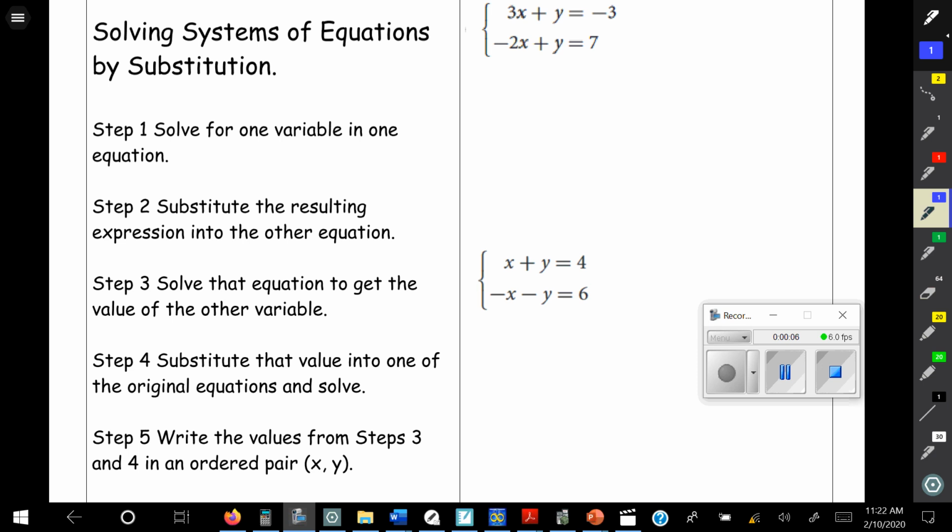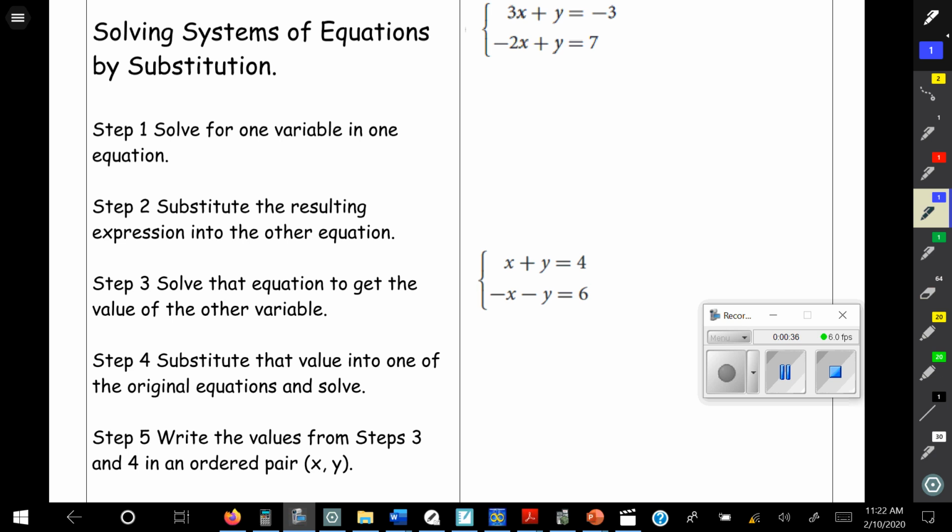So let's begin. So here are the steps. Step 1, solve for one variable in one equation. Step 2, substitute the resulting expression into another equation. Step 3, solve that equation to get the value of the variable. Step 4, substitute that value into one of the original equations and solve. And step 5, write the values from step 3 and 4 in an ordered pair x and y.